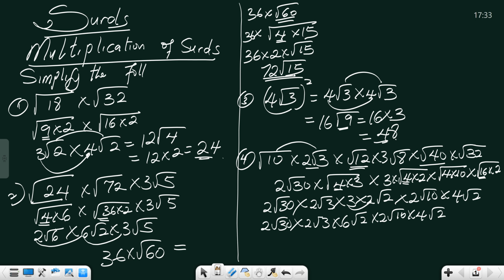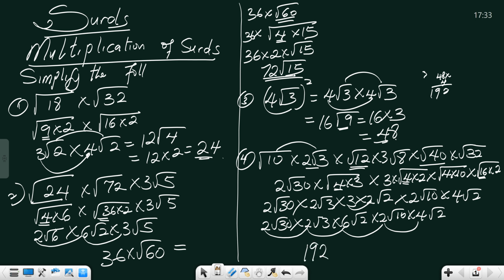Okay, so now let's see. Let's multiply everything that we have outside. 2 times 2, 4. 4 times 6, 24. 24 times 2, that is 48. Then 48 times 4. Here I have 48 times 4. 32, 2, 3, 16. That is 192. So here I have 192.